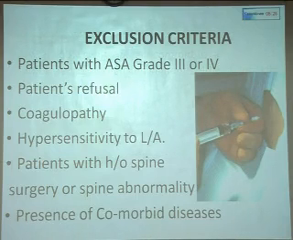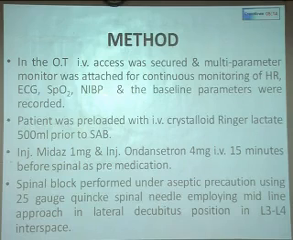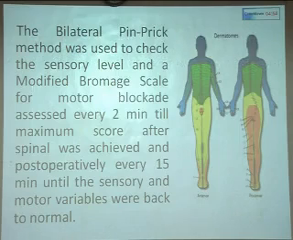Exclusion criteria: patients with ASA grade 3-4, patient refusal, coagulopathy, hypersensitivity to local anesthetics, patients with history of spine surgery or spinal abnormalities, patients with comorbid disease contraindicating the spinal block. In the OT, the patient was attached to a multiparameter monitor and pre-block vitals were recorded. Patients were preloaded with 500 ml of RL and premedicated with injection midazolam 1 mg and injection ondansetron 4 mg. Then spinal block was performed under all aseptic precautions in lateral position.